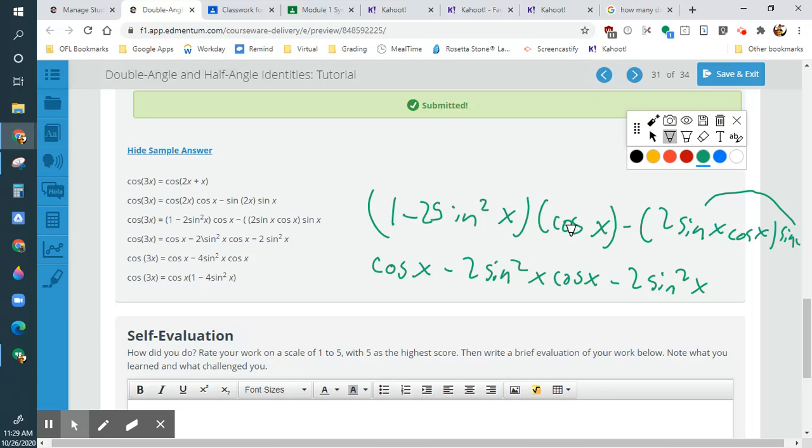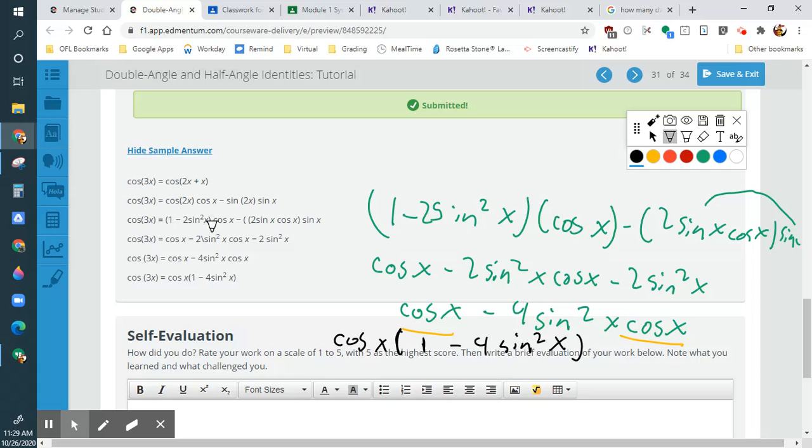So then once we do all this, this becomes cosine x minus 4 sine squared x cosine x, right? Well, if we look at this, this and this share something in common. They both have a factor of cosine x. So we're going to factor out that cosine x. Cosine x divided by cosine x is 1, minus 4 sine squared x.